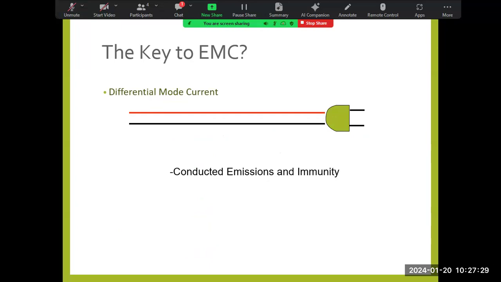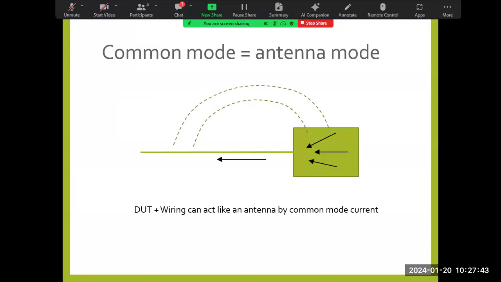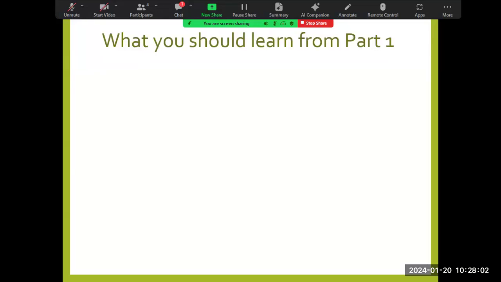So what do we want? Well, ideally, we would like a differential mode current. But normally that's not what you get. You actually get this, which is called a common mode current or an antenna current. So wiring, one of the things we used to do is we used to have a little AM radio and we would trace the wires. So any wires act like an antenna.